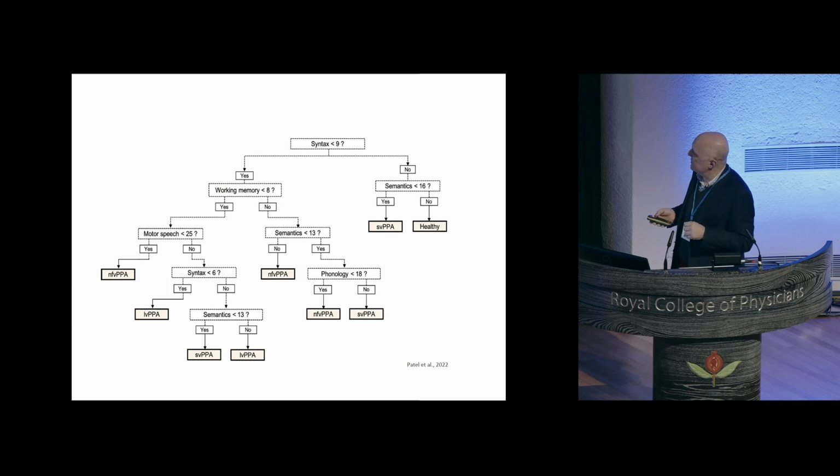And here's the decision tree that the machine learning model that we applied to these data came up with. I won't dwell on it, but essentially it enables you to determine, given the performance on these 5 domains of a patient, whether they fall into the non-fluent, the semantic variant, or the logopenic variant PPA.